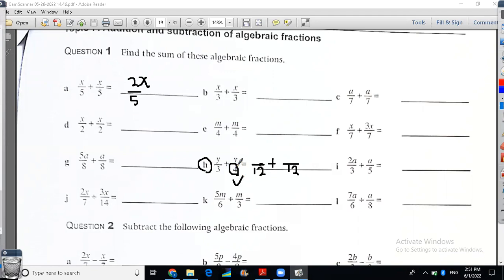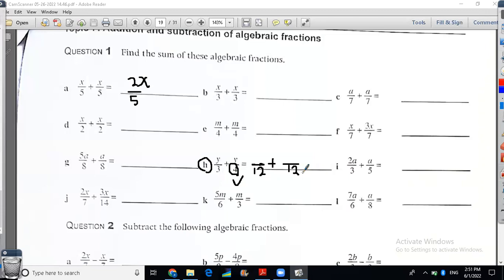The first multiple is 4. Do you know the multiples of 4? Like the table 4. 4, 8, 12, 16, 20. The times table of 4. So the first thing is 4. Can I make the 3 into 4? No. Next is 8. Can I make the 3 into 8? No. Next is 12. Can I make the 3 into 12? Yes. So the new denominator is going to be 12.